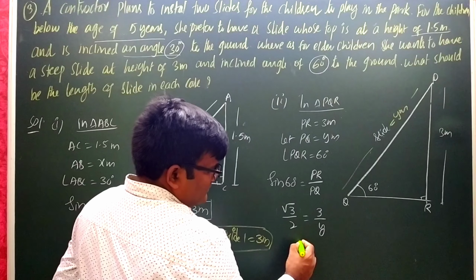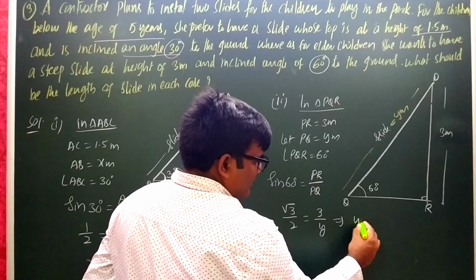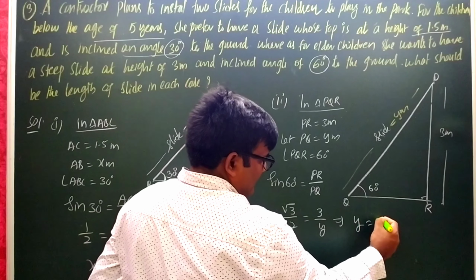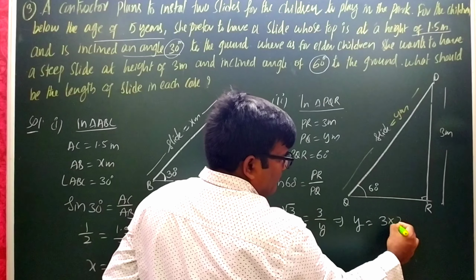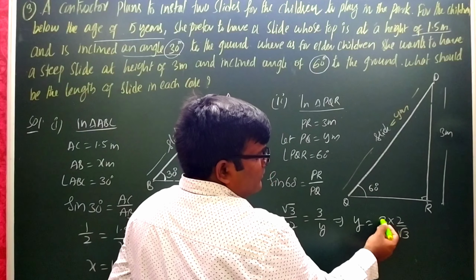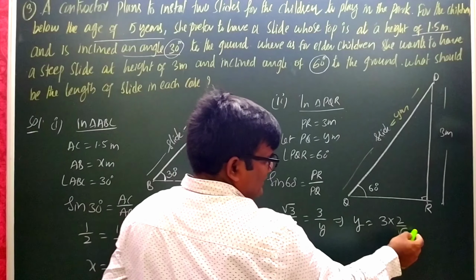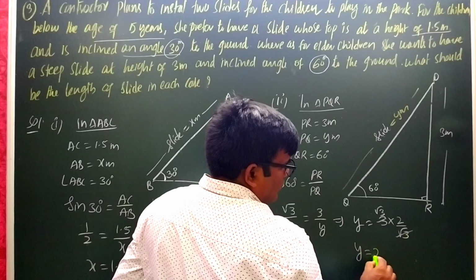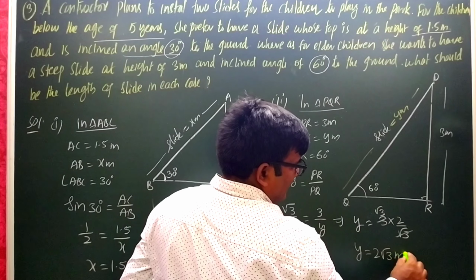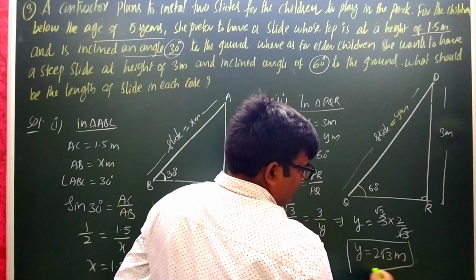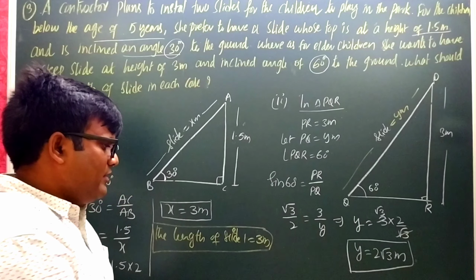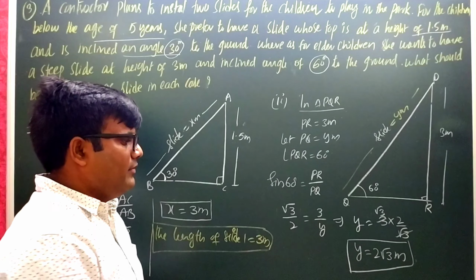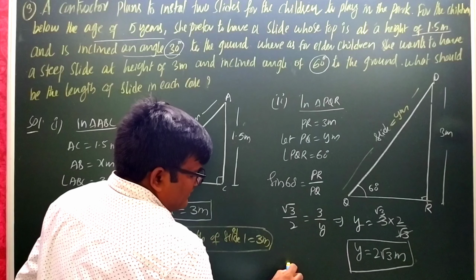So y is equal to, transposing root 3 by 2 to the right side, 3 into 2 by root 3. We can write 3 as root 3 into root 3, so root 3 times it will go. So y is equal to 2 root 3 meters. So therefore the length of the second slide is 2 root 3 meters.